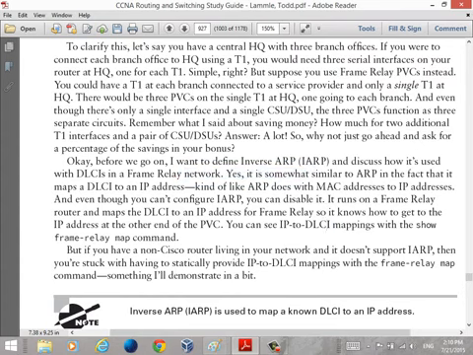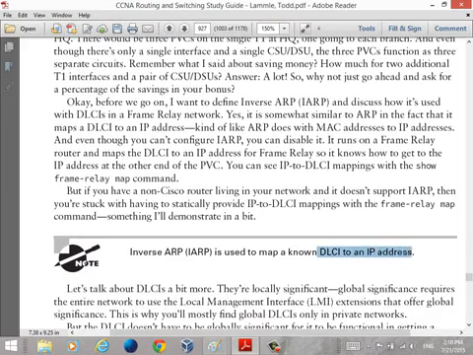It is somewhat similar to ARP, in that it maps a DLCI to an IP address, kind of like ARP maps a MAC address to an IP address. And even though you can't configure inverse ARP, you can disable it. It runs on a frame relay router and maps the DLCI to an IP address, so it knows how to get to the IP address at the other end of the PVC. You can see IP to DLCI mappings with the show frame relay map command. Inverse ARP is used to map a known DLCI to the IP address.